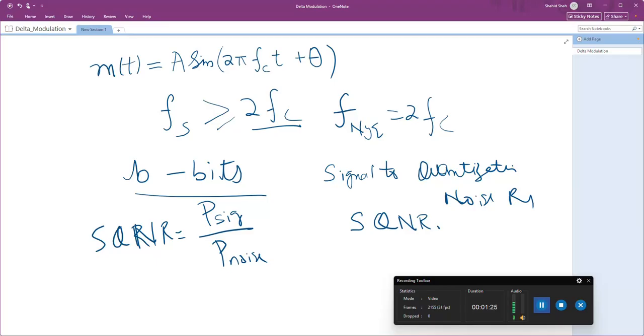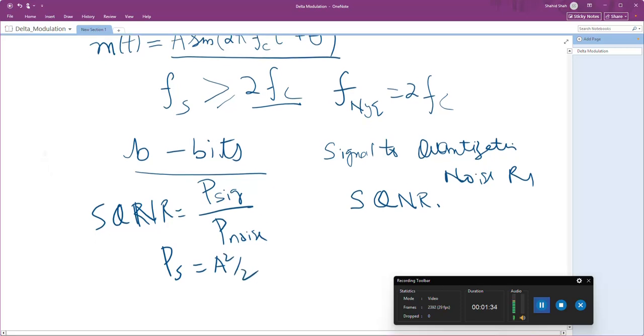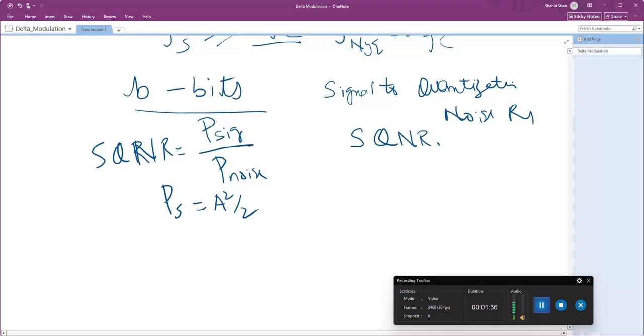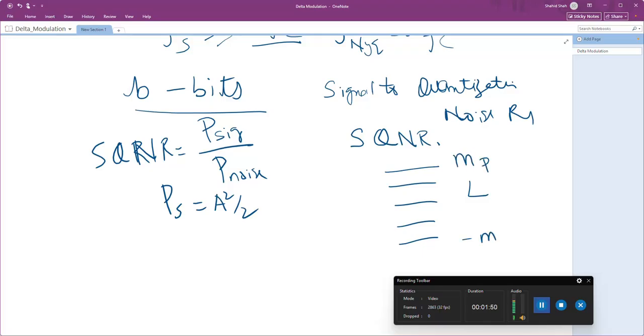If the signal is given by this, we know that its power, P signal, is A square by 2. Basically you can integrate this over the time period T and you will get it. And what is the quantization noise? I repeat it here. If you remember, we divide the whole region into L quantization levels, with maximum amplitude represented by MP and minus MP. So the quantization interval was delta V equal to 2 MP by L.